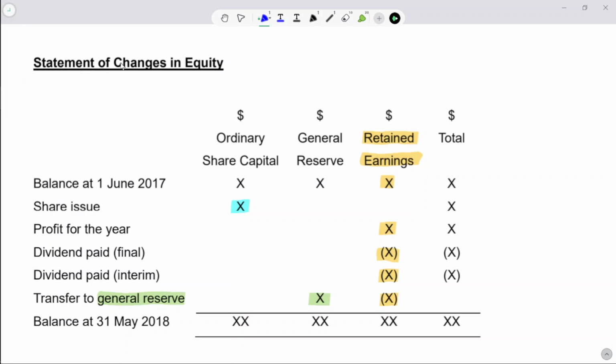Okay, today we'll talk about the statement of changes in equity, and here's the format. How I remember it is you see the retained earnings here. Almost everything is related to retained earnings. Only the share issues are outside retained earnings, and the general reserve has a plus and a minus, so it enters twice.